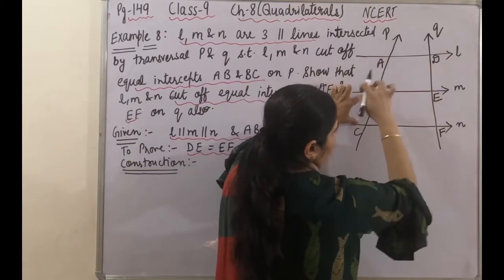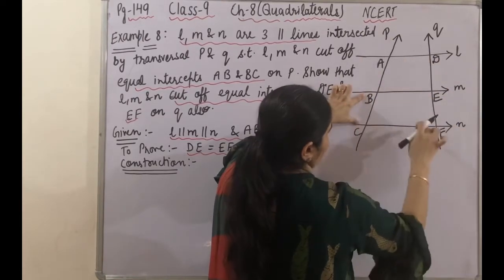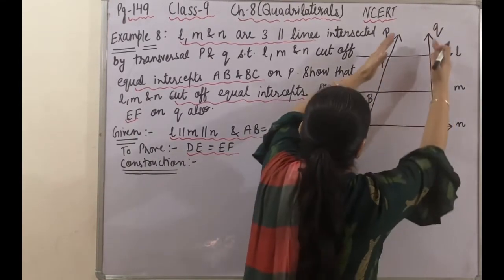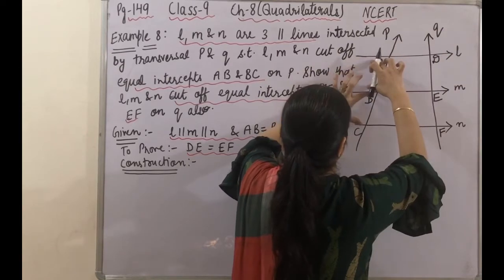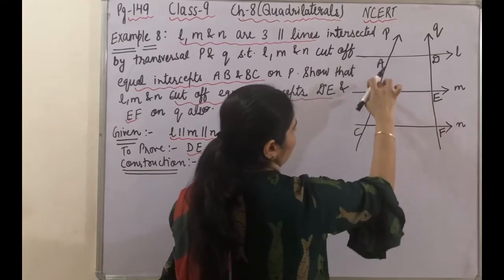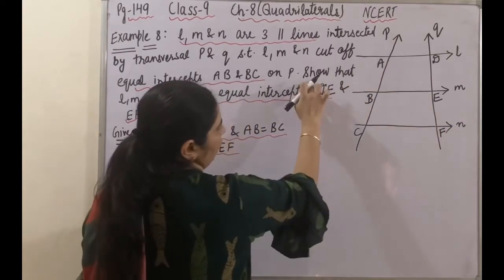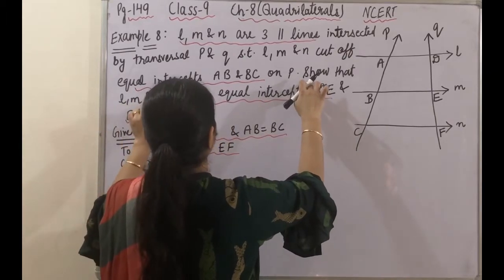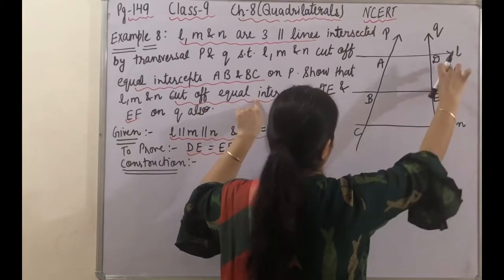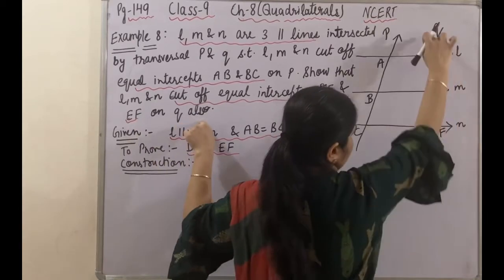L is parallel to M is parallel to N. These 3 lines, when we take 2 transversals, intersect these 2 transversals in such a way that equal intercepts means the distance from A to B and B to C is the same, given. But we have to show that these 3 lines L, M and N cut off equal intercepts D, E and E, F on this Q also.